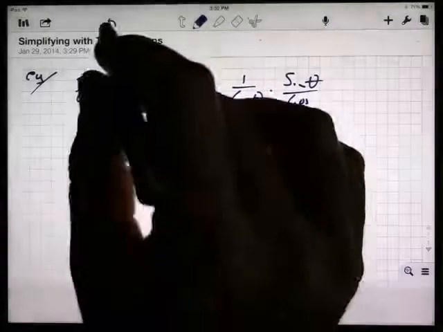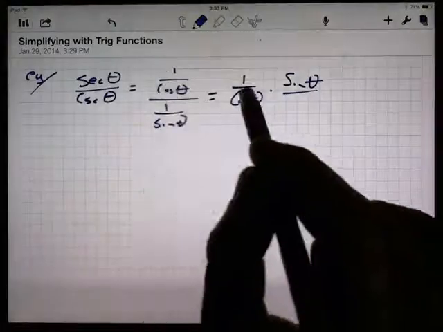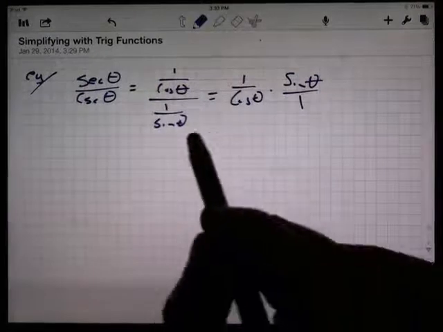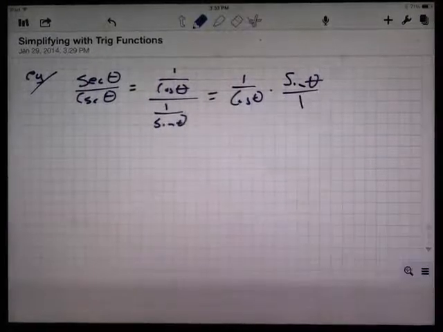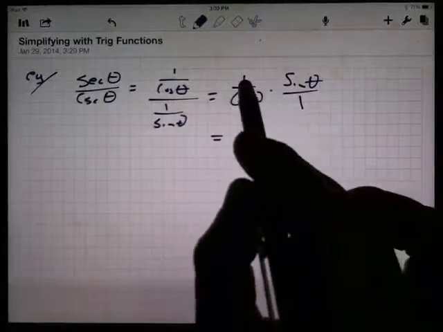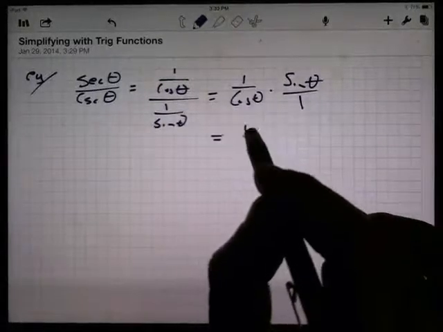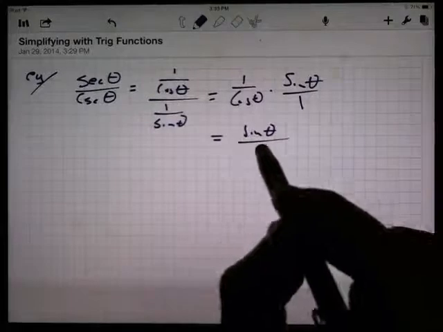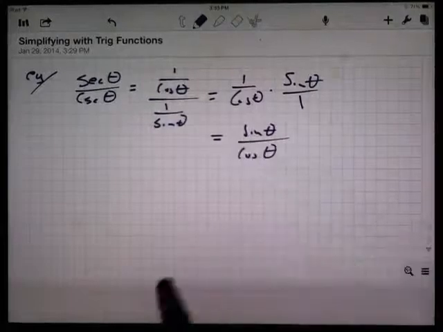No, wait a minute, what am I doing? Yeah, there we go. I'm just flipping the bottom fraction upside down and multiplying. I'm getting ahead of myself here. Now when I multiply fractions, you multiply the numerators. Sine theta on the top, cosine theta on the bottom.